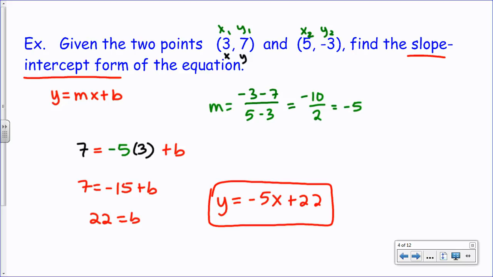Questions about how we did that? Again, we're going to talk about point slope form, but if that's something you have trouble remembering or you just like doing this better, I think this way is easier, then you can do it this way.